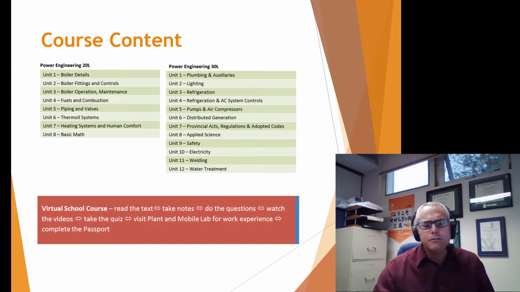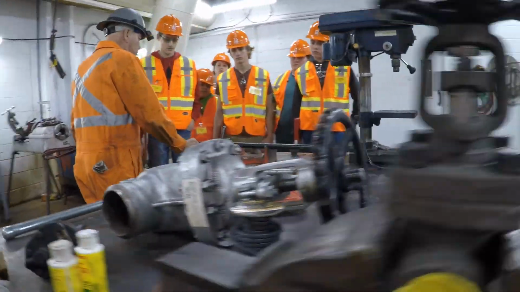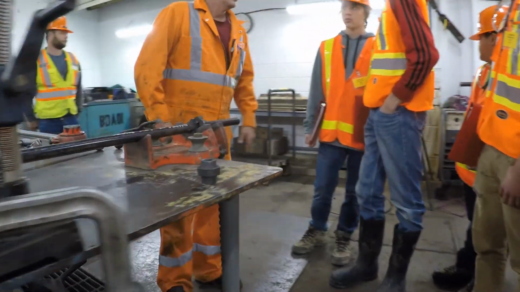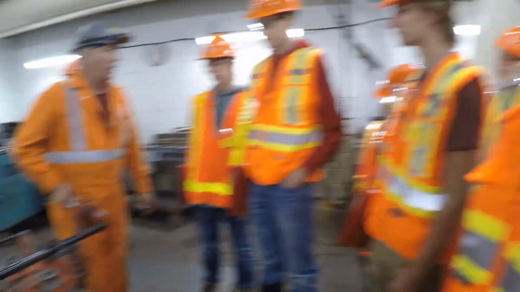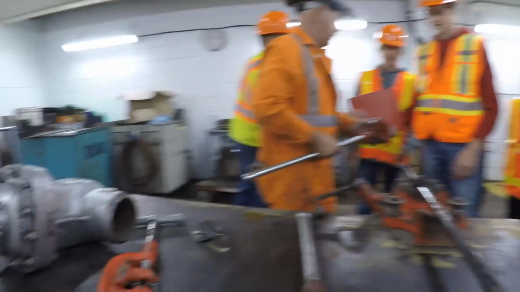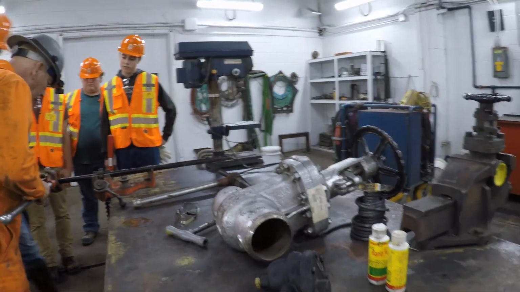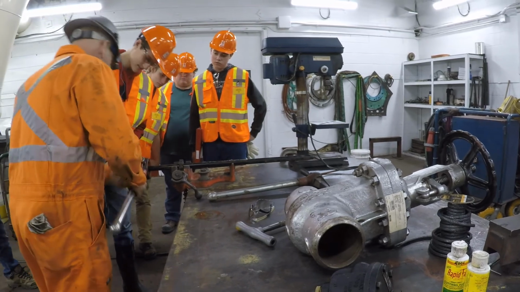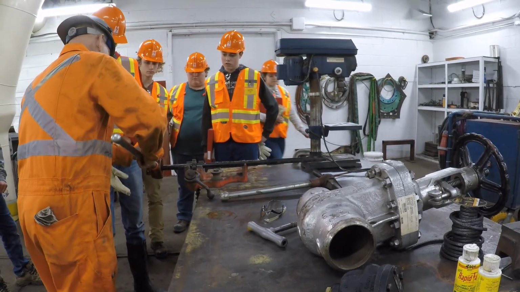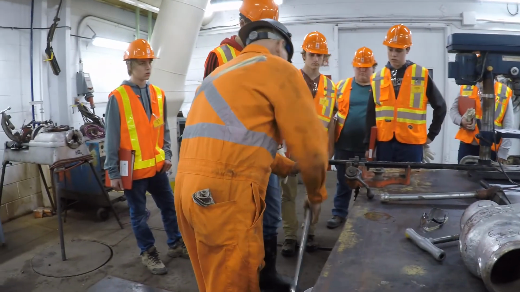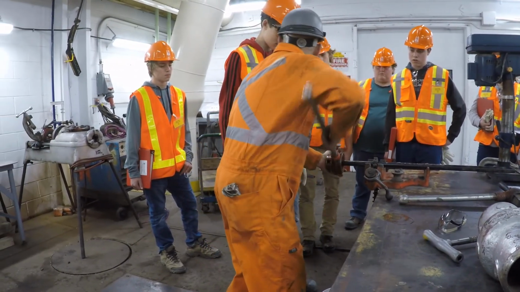This basic math would be comparable to around a grade 11 foundations math. And so it's pretty straightforward. It's not very difficult. In the 30 level course, it's a continuation on the same set of textbooks. We just work through them. We take a look at the plumbing and auxiliaries. We take a look at lighting, because in plants there's lighting and power engineers have to manage that. There's refrigeration, which is another larger component. It's not huge, but there are components of refrigeration and AC system controls in the 5th class.